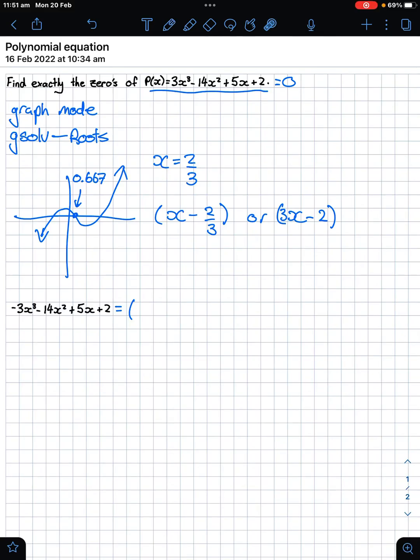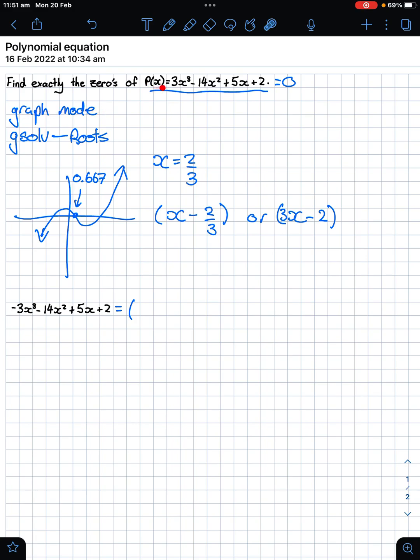All right, so we're solving polynomial equations. As you can see here, I've got a polynomial function, but finding exactly the zeros of this polynomial means that we're looking for this polynomial here equal to 0. Most of the time when we're solving these, we solve these using our calculator. So the first method we're going to do is showing you with graph mode here.